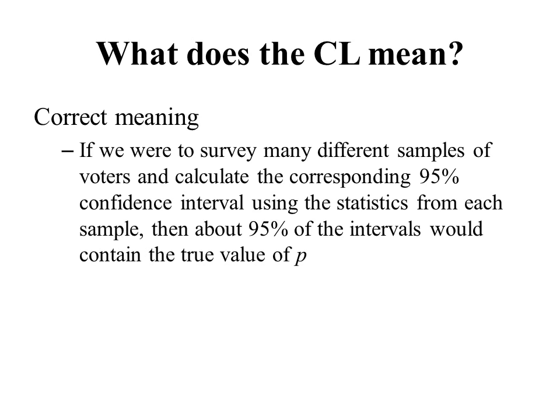Now, one question we might ask is, what does that confidence level of 95% mean? Well, let's give a correct meaning, and then we'll give an incorrect meaning and talk about the difference between them. So the correct meaning is that if we were to survey many different samples of voters and calculate the corresponding 95% confidence intervals using the statistics from each sample, then about 95% of the intervals would contain the true value of P. So it's saying that if we did this process of going out collecting data and calculating the confidence interval many, many times, then about 95% of our confidence intervals are going to contain the true value of P.